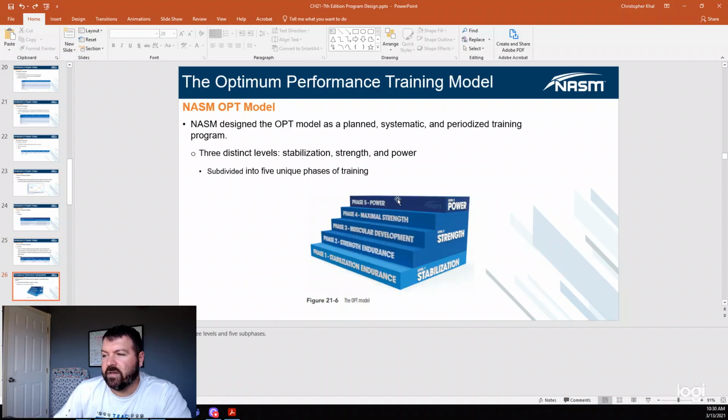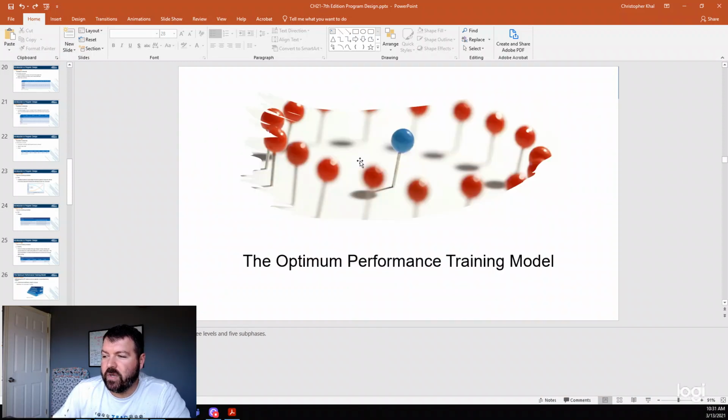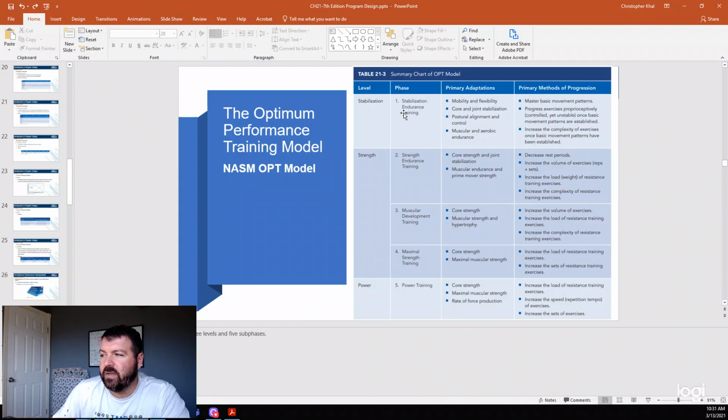Again, here's the model that NASM uses a lot on their stability, strength, and power. All right, so a little bit more about the models and some of the charts. In the stabilization phase, this is phase 1, as they had here, the primary adaptations are mobility, flexibility, core and joint stabilization, postural alignment and control, and muscular and aerobic endurance. Primary methods: master basic movements, progress exercise proprioceptively, and increase the complexity of exercises.